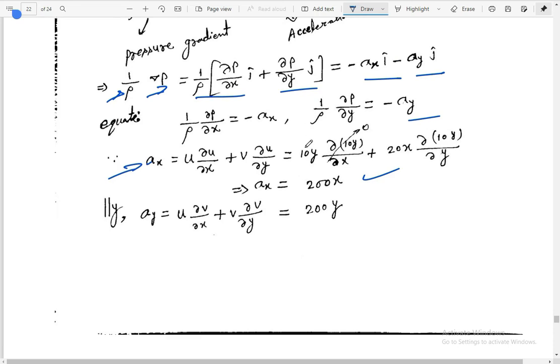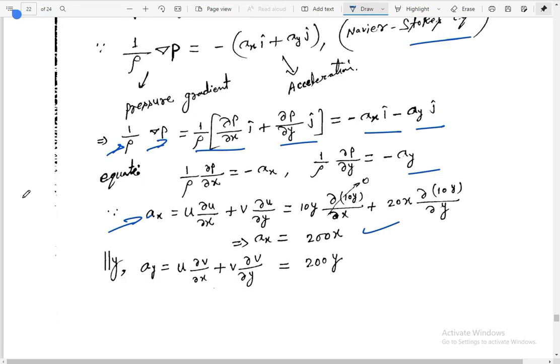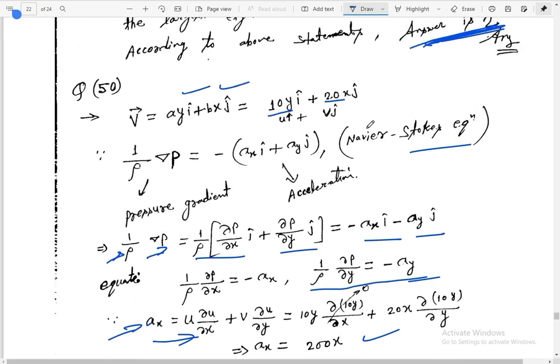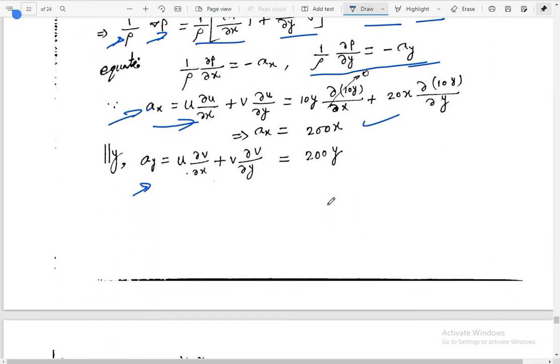Similarly, for Ay, we have this formula: u dou v by dou x plus v dou v by dou y. Put the values of u and v and differentiate. We will have Ay equal to 200y.